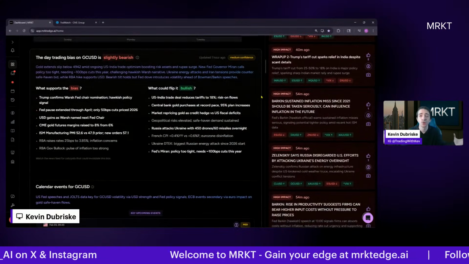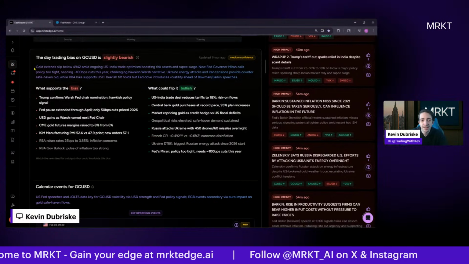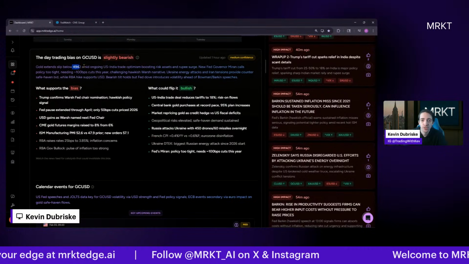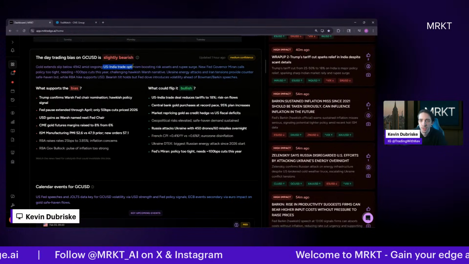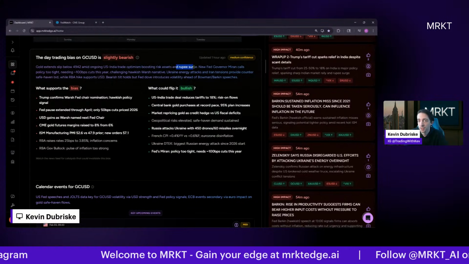And then, guys, I think we're ready to trade today. Absolutely killer. So gold extends slip below 49.42 amid ongoing U.S.-India trade optimism, boosting risk assets and rupee surge.